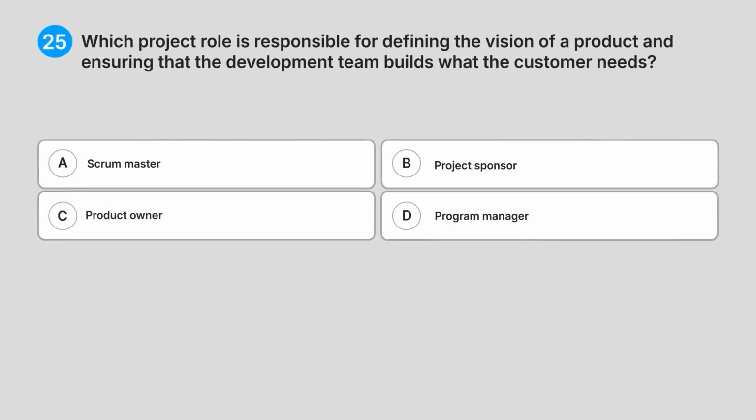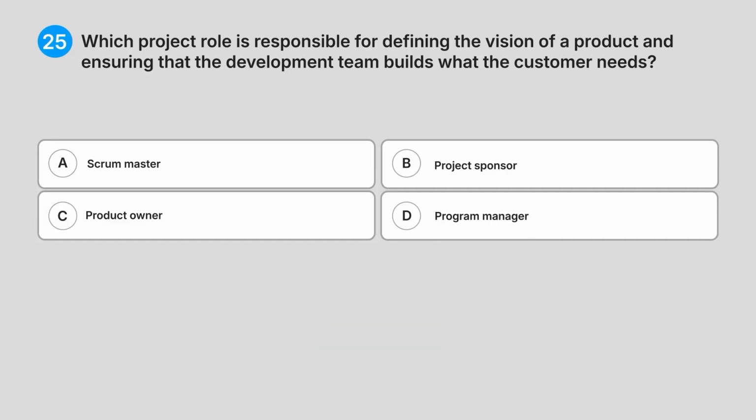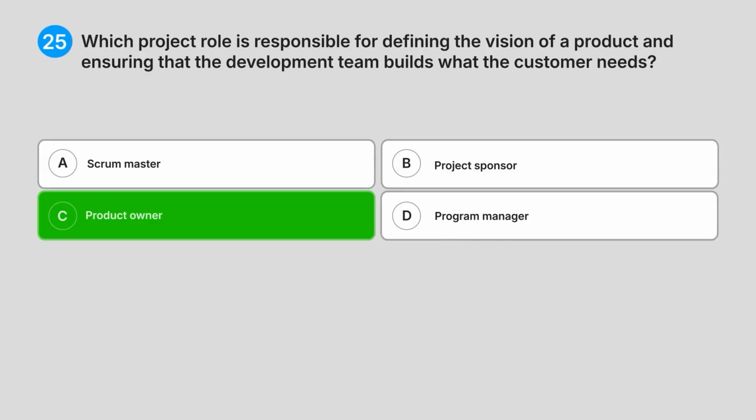25. Which project role is responsible for defining the vision of a product and ensuring that the development team builds what the customer needs? A, Scrum Master, B, Project Sponsor, C, Product Owner, D, Program Manager. Can you guess the answer? Correct answer, C, Product Owner.